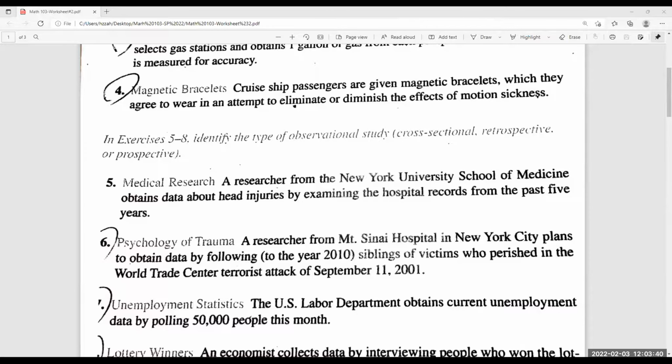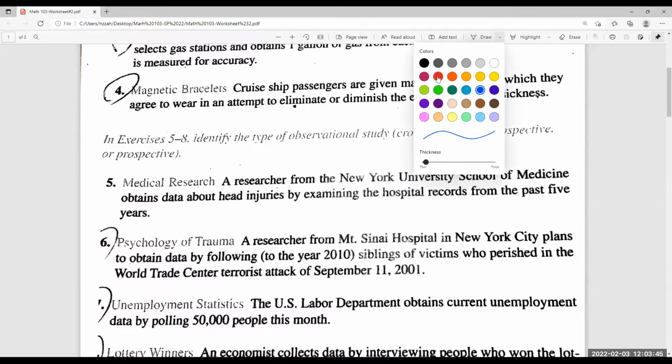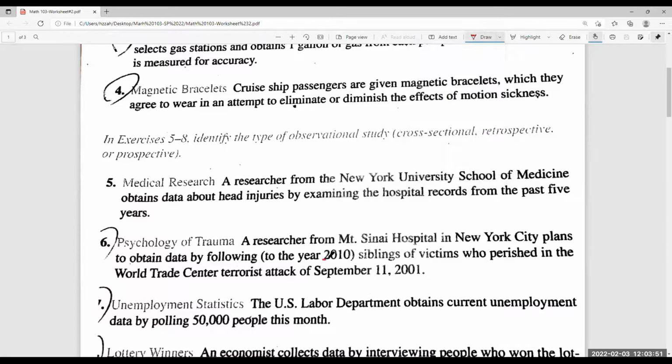I'm going to change this time. That's from the previous edition. In your book, probably you are going to have something different. This says 2010, you may call it 2025. This is from the second edition. Cross-sectional is something at one time, maybe the present time. Retro belongs to the past. Pro belongs to the future.